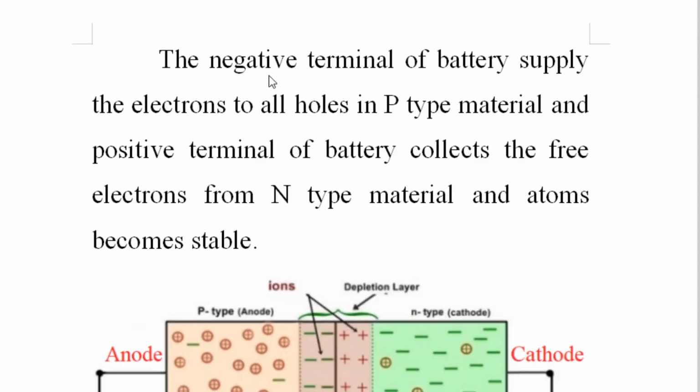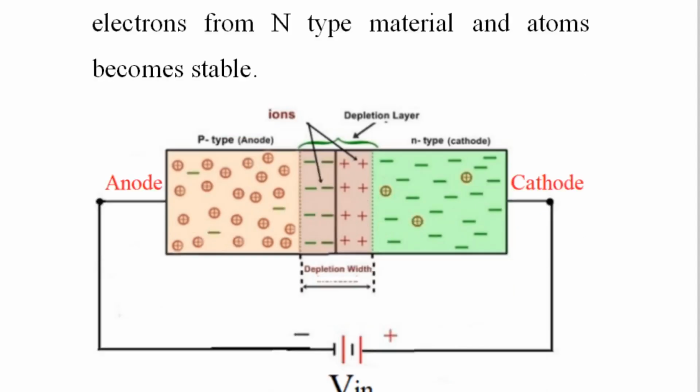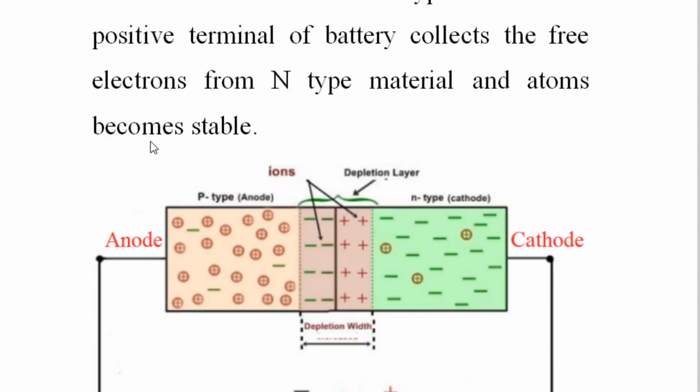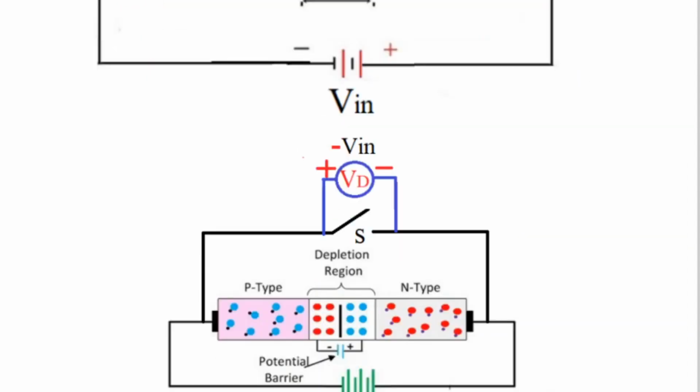The negative terminal of the battery supplies electrons to all holes in the p-type material, and the positive terminal of the battery collects the free electrons from the n-type material. Then the atoms become stable, and therefore they get attracted towards these terminals, and therefore the depletion layer's width is increased.